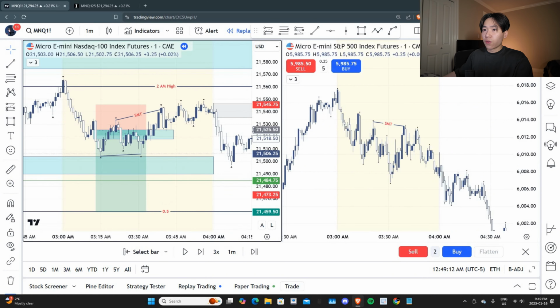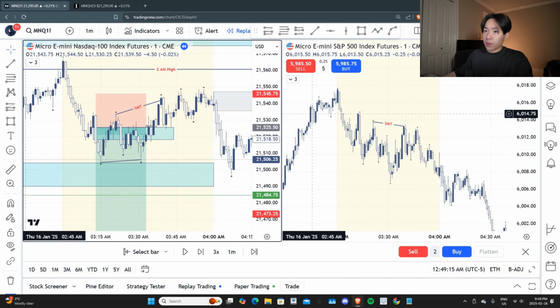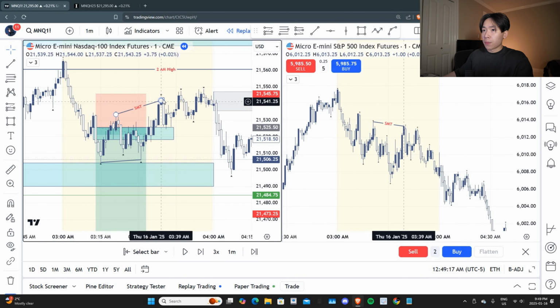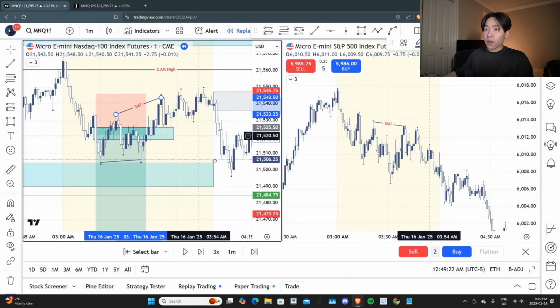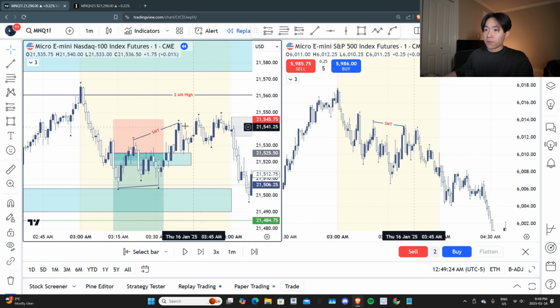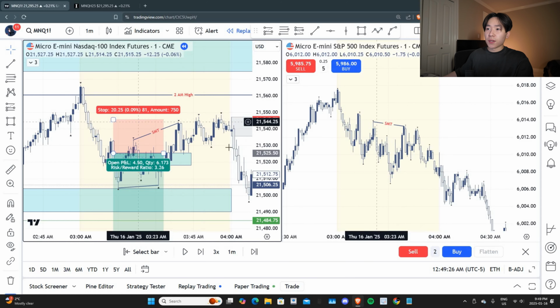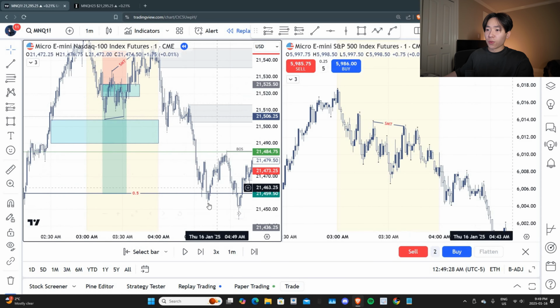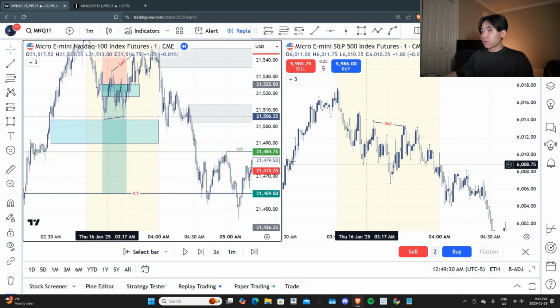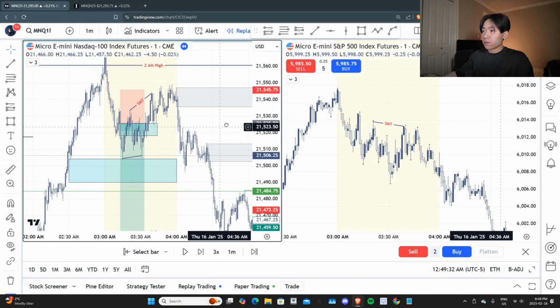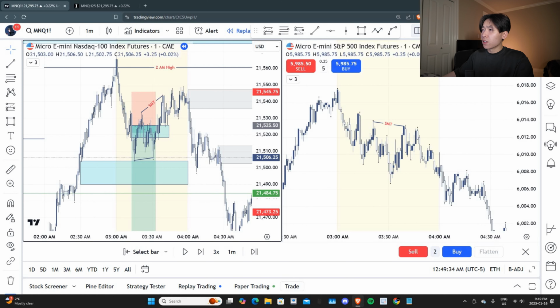As you can see here, we also formed SMTs, but this was after I got entered, but this gave me a little bit more confidence that price would continue lower. However, we went lower and then we got stopped out before price continued all the way down to our TP. So there wasn't too much to say about this trade. It was kind of just unlucky.